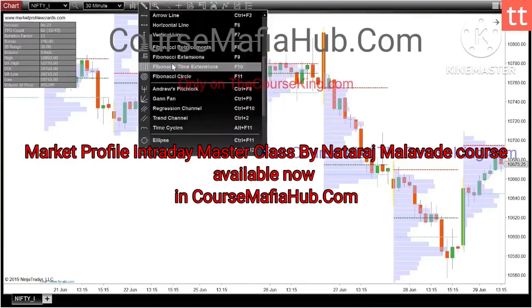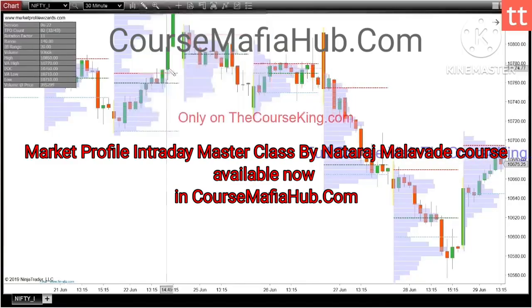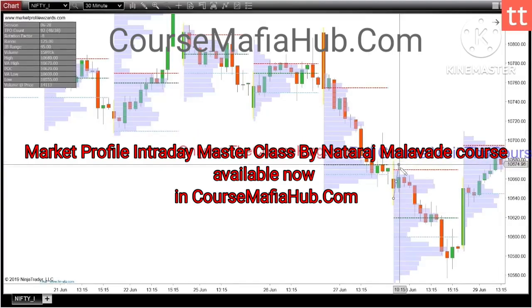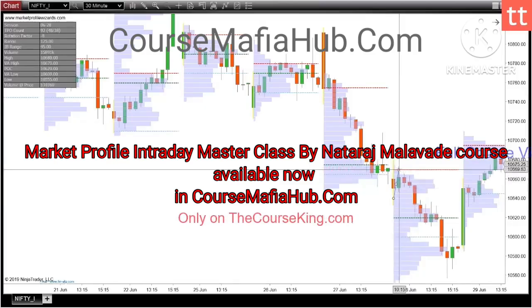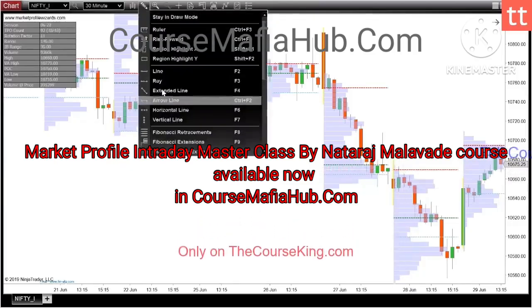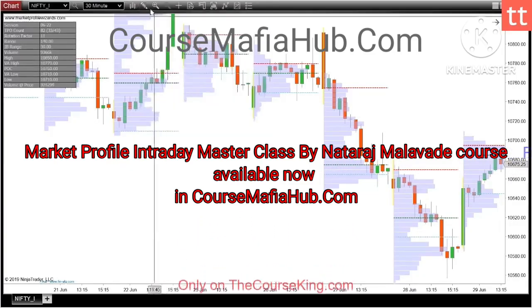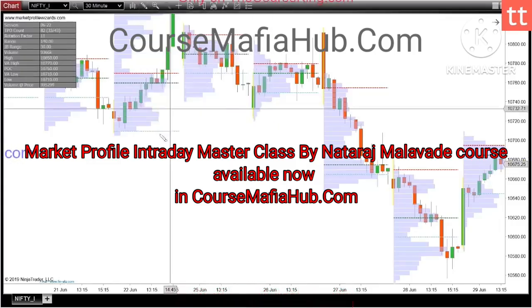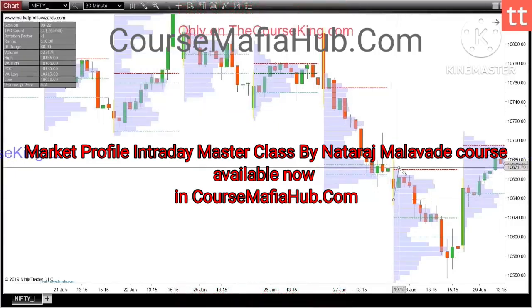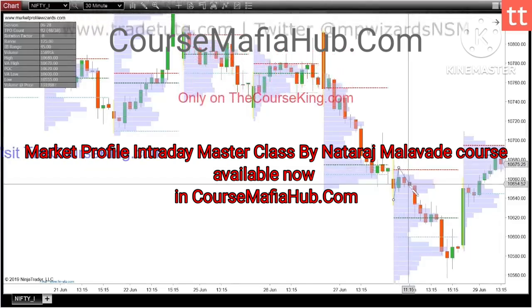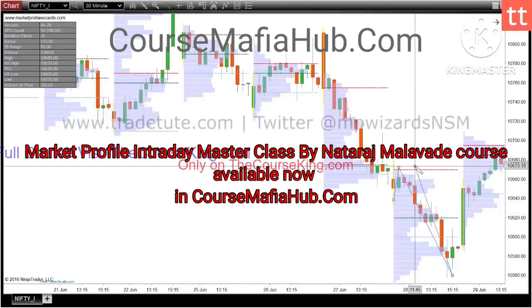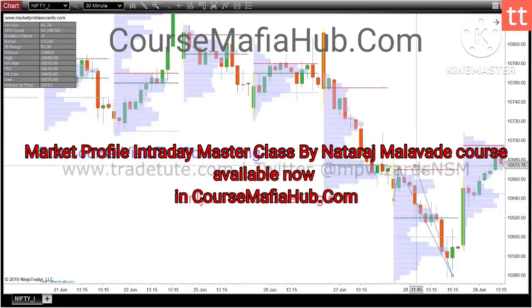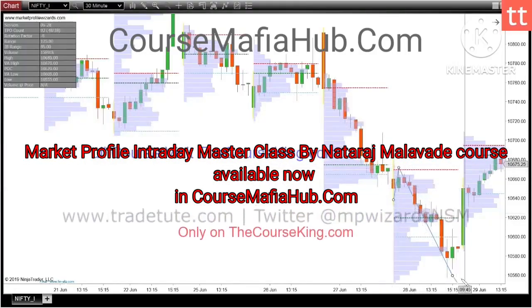We have to consider open test drive. Yes, the market opened here and it tested the previous day's important reference. It started to trade at the higher levels, but it failed and lacked confidence in the initial direction, and it traded at the lower levels. So what level did it test? It tested the previous day POC. So it tested the POC and traded at the lower levels.